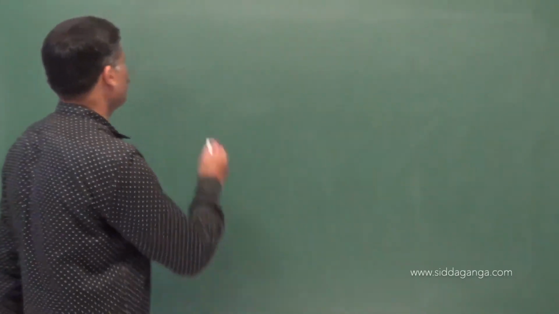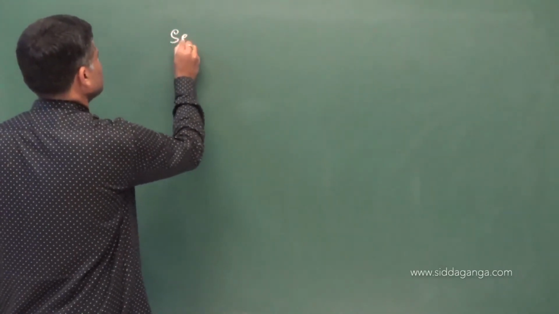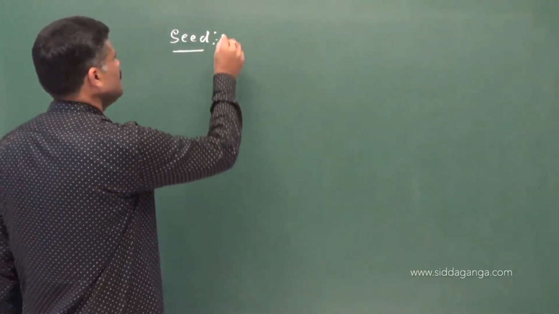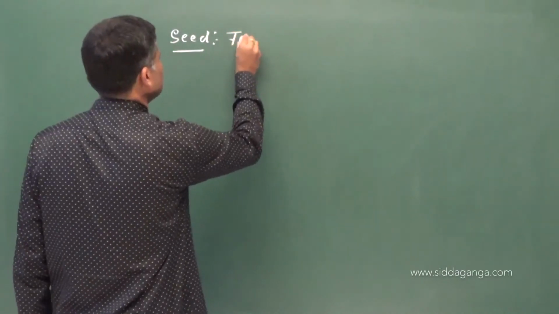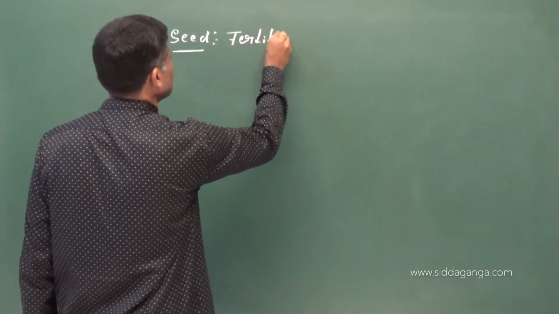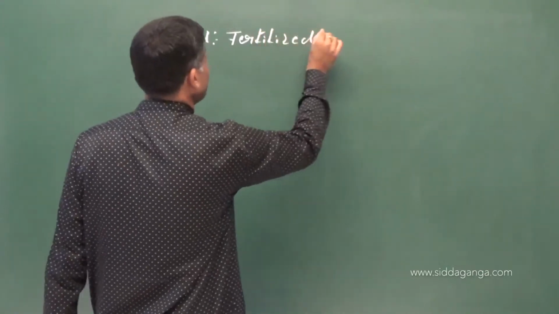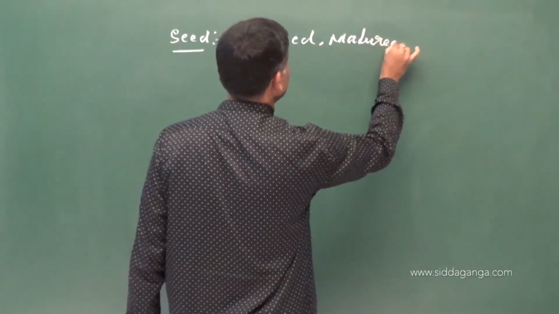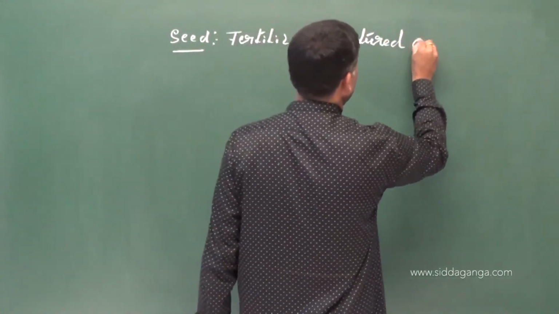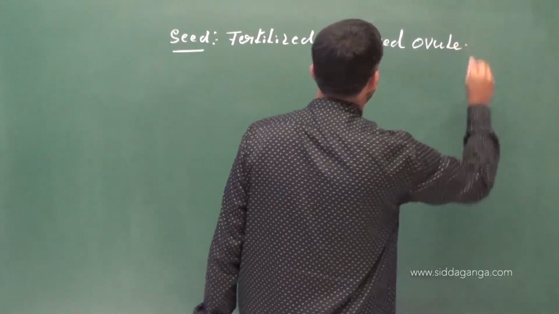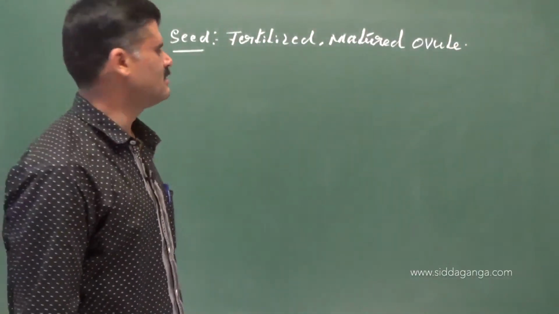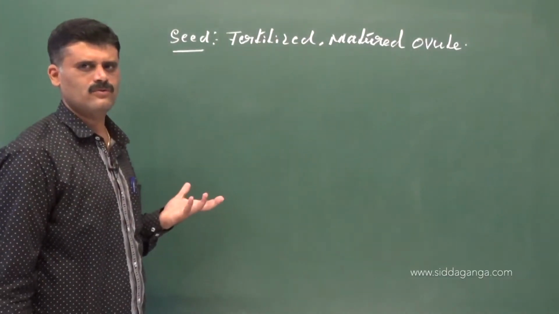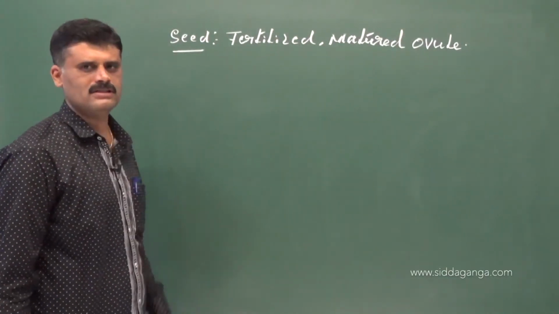So we studied about fruit. Next is seed. The definition of seed: a seed is a fertilized, matured ovule. So after fertilization, the ovary develops into fruit and the ovule develops into seed.